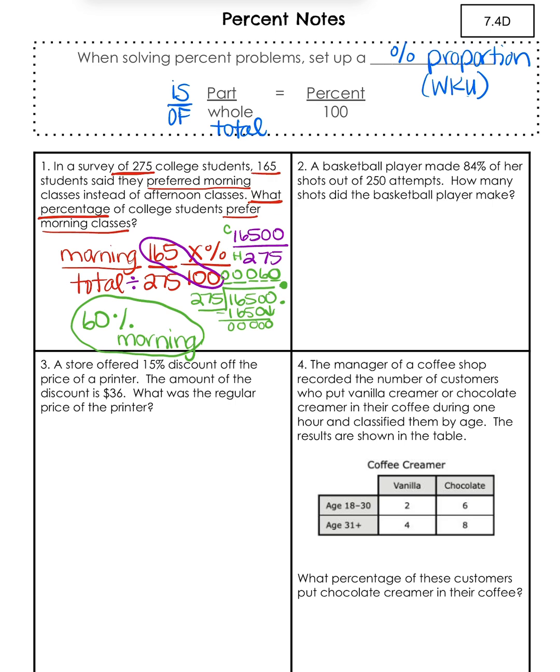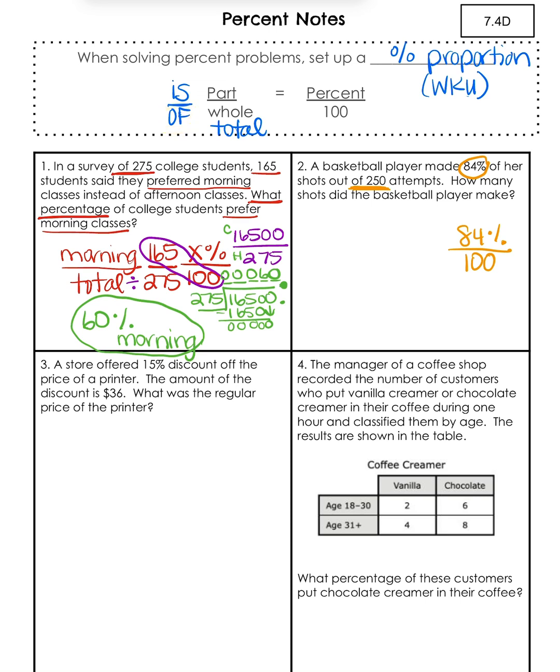All right, number 2, a basketball player made 84% of her shots out of 250 attempts. So the first thing that I see is 84%, and I know immediately I'm going to write that over 100. So I'm going to pull it from my problem. I'm immediately going to put it over 100 because I know percent goes on top of 100. Then it says made 84% of her shots out of 250 attempts. So again, of 250, telling me that of is going to end up on the bottom of that proportion because we know it's is over of.